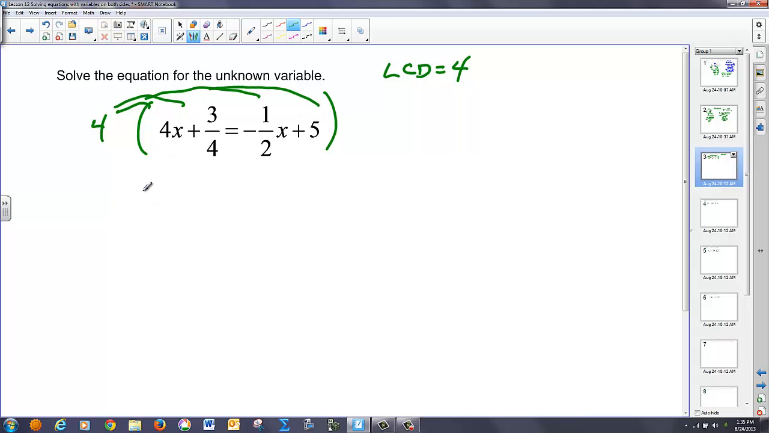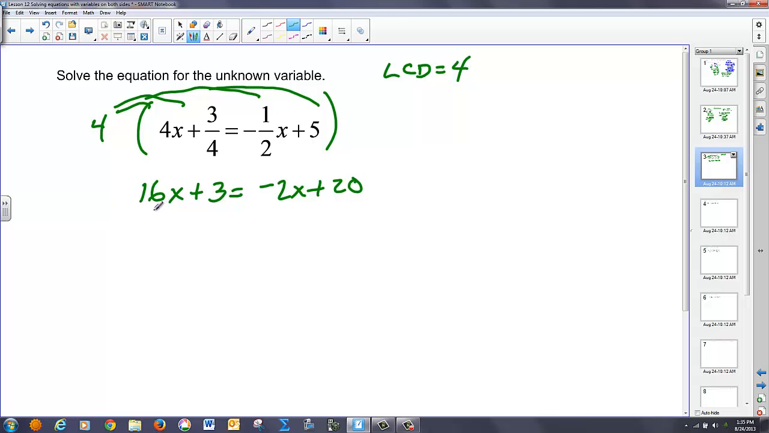4 times 4x is 16x. 4 times 3/4, the 4 is reduced, and I'm left with 3. Let's leave it as 3. 4 over 2 reduces to 2, and there's an x there, so that's a negative 2x. And 4 times 5 is 20.